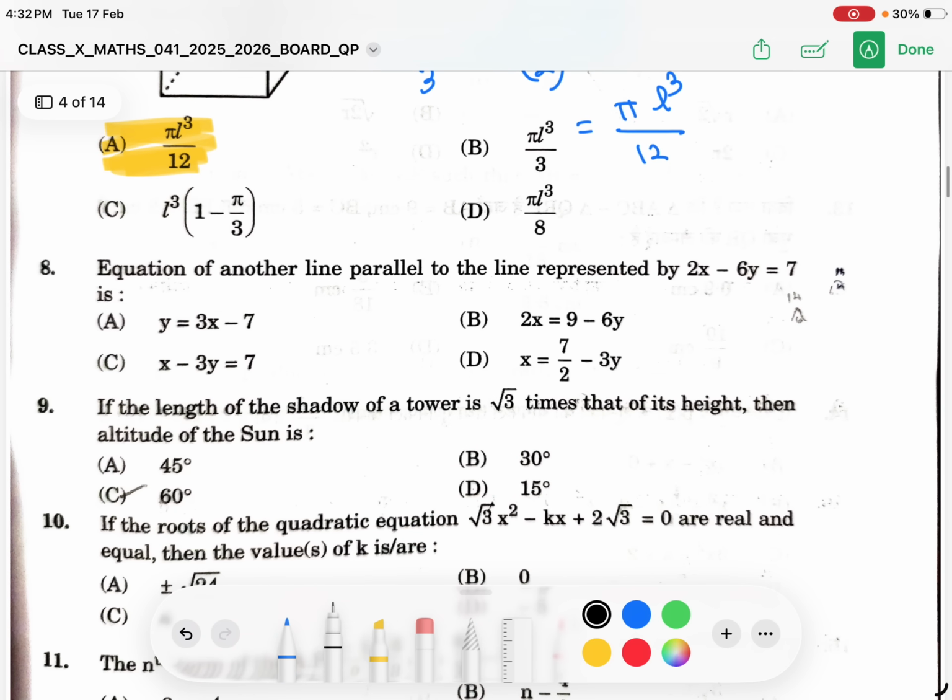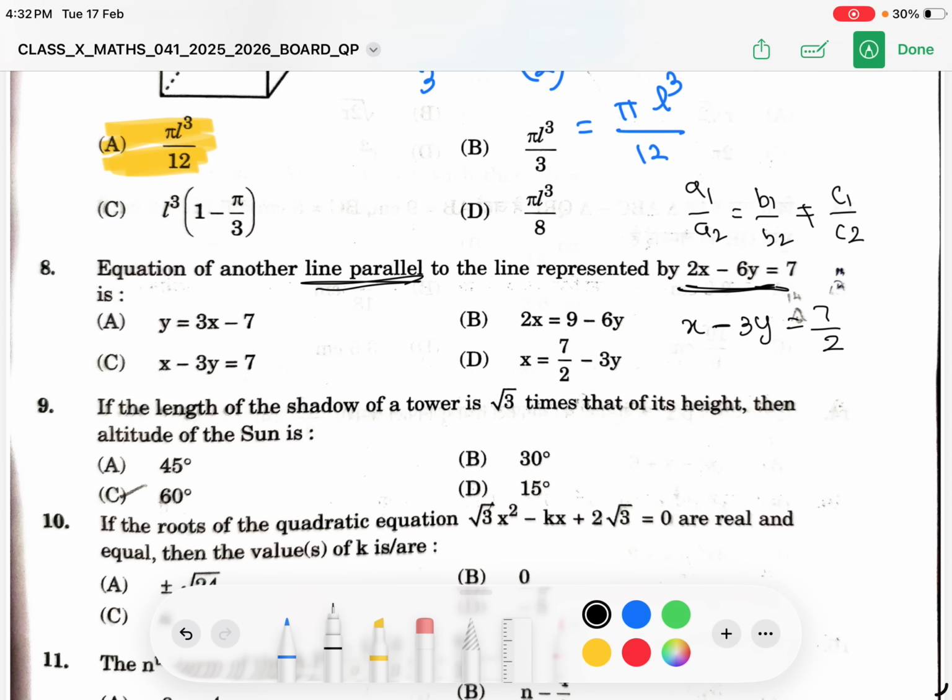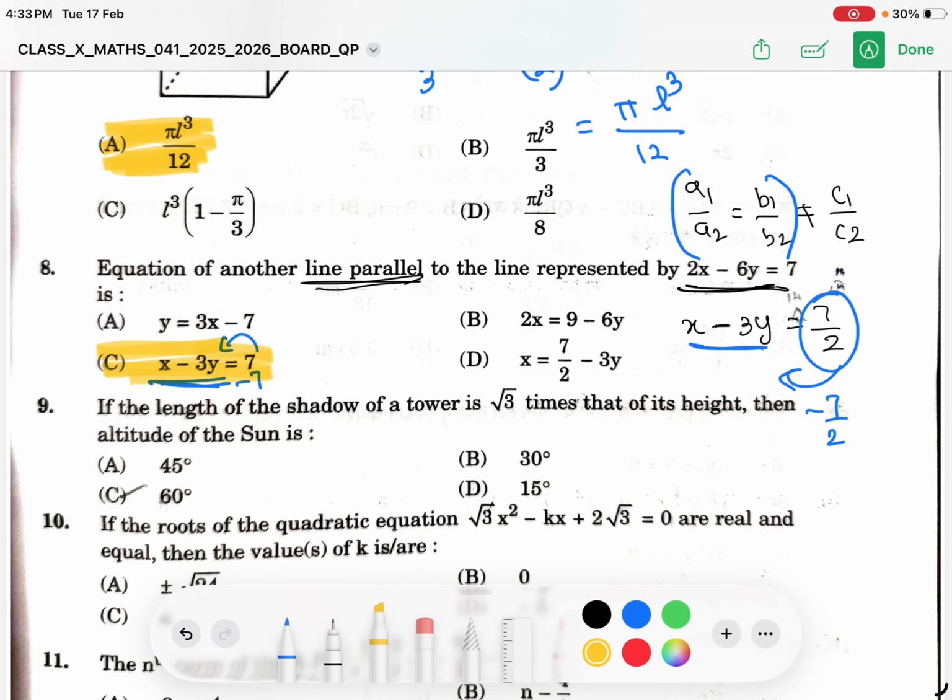Next, 8th, we should find the parallel. Parallel in the sense, we all know that A1 by A2 is equal to B1 by B2, not equal to C1 by C2. That condition we have to use. So here I am going to divide this equation by 2. So x minus 3y equal to 7 by 2. See, here also x minus 3y and here also x minus 3y. So a1 divided by a2, b1 divided by b2 both are equal, but c1 divided by c2: if you take this one, minus 7 by 2, that is c1, then minus 7 will come, that is c2. Obviously it is not equal, so answer C option.